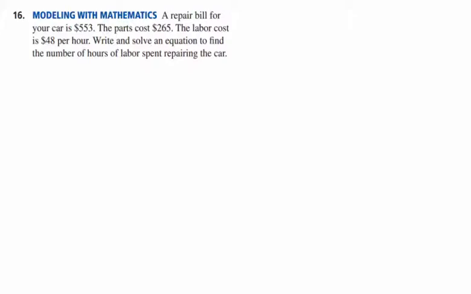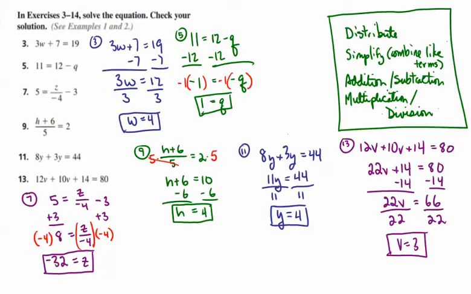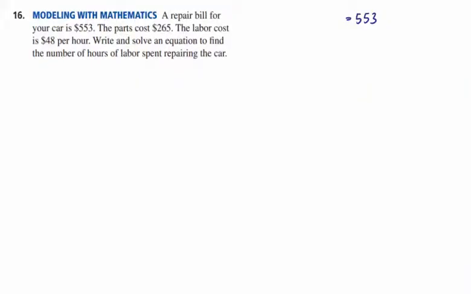A repair bill for your car is $553. So if we're translating as we go along, we know that the total is going to come out to be $553. So if we write that over here as our total. The parts cost $265. Now it doesn't tell us how many parts there are, but it does tell us that the total for all of the parts was $265.